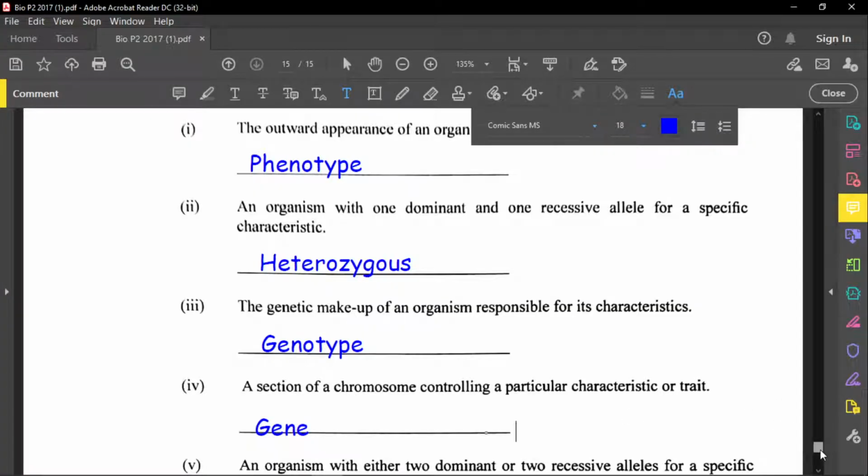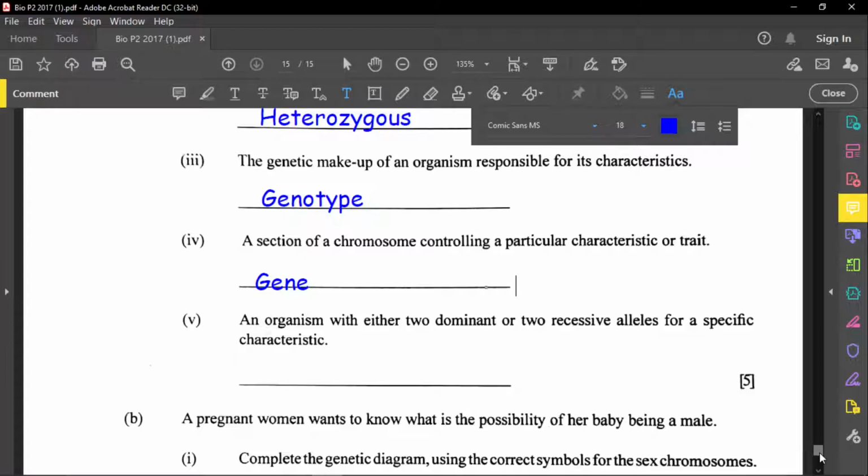Next, an organism with either two dominant or two recessive alleles for a specific characteristic, and the term we're going to use here is homozygous.